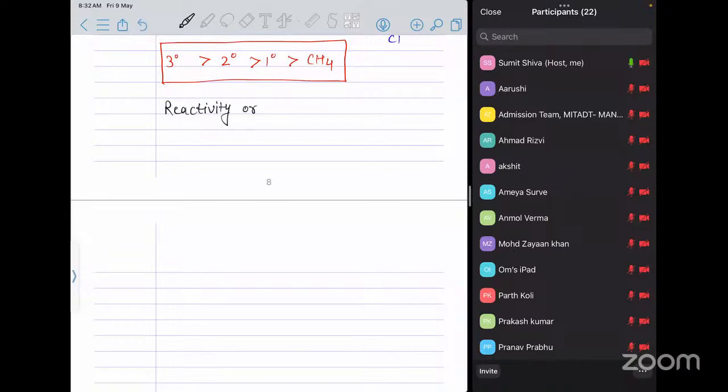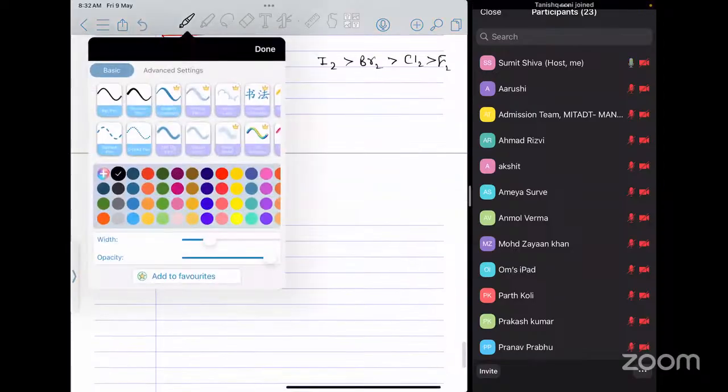Reactivity order will be I2, Br2, Cl2 and F2. Understood?